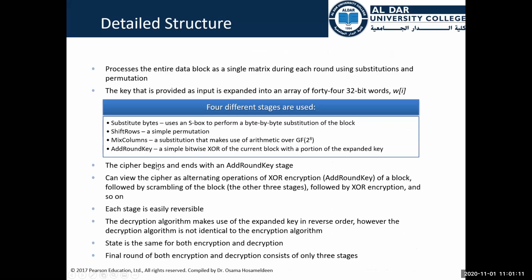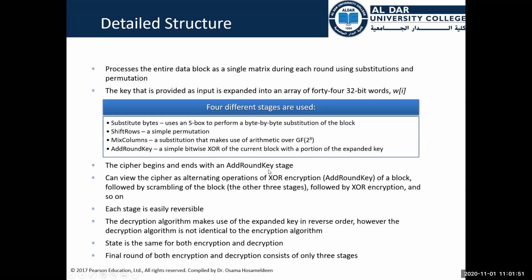So the cipher begins and ends with an add round key stage. We can view the cipher as alternating operations of XOR operations and scrambling of the block, the other 3 stages, followed by XOR encryption and so on. We have add round key, which is an XOR operation, followed by scrambling the block, the shift left and shift right. Scrambling means changing the order of the data, and followed by an XOR operation, and so on.